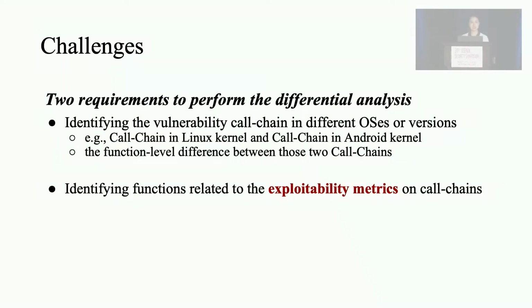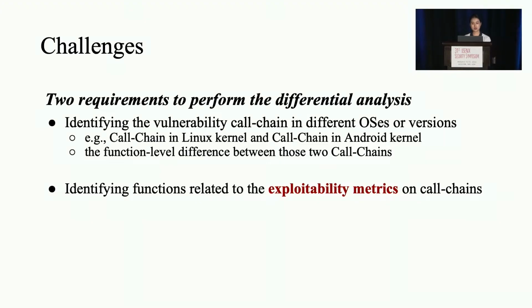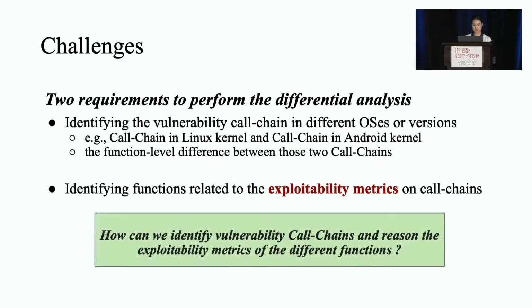As we can see, if we can obtain the differential functions between two call chains in the different operating systems, and if we also know the vulnerability exploitability metrics related to the differential functions, then we can perform differential analysis of the severity of the vulnerability in the different operating systems. But the challenge is, how can we identify the vulnerable call chain and reason the exploitability metric of the different functions?